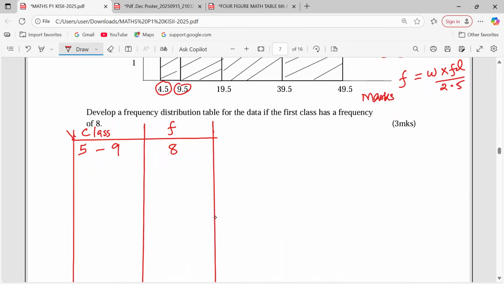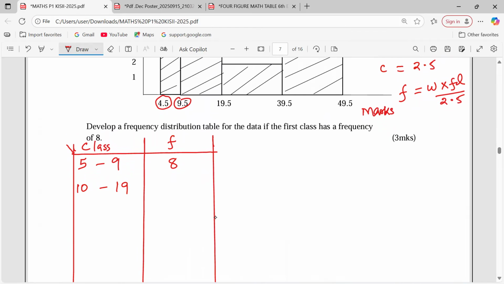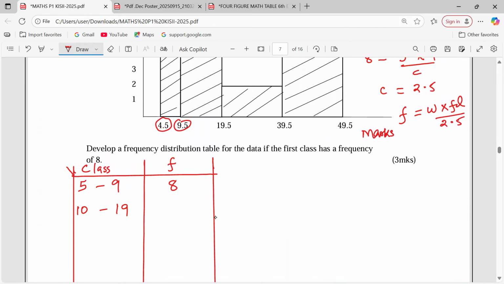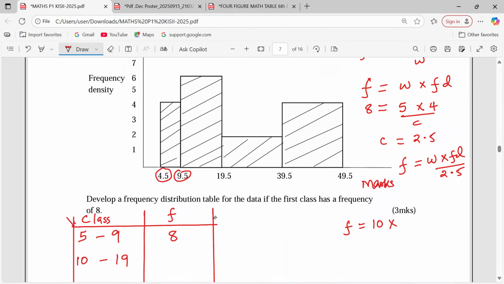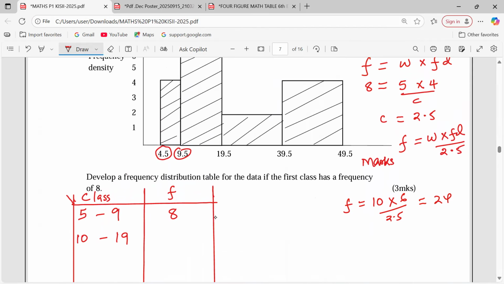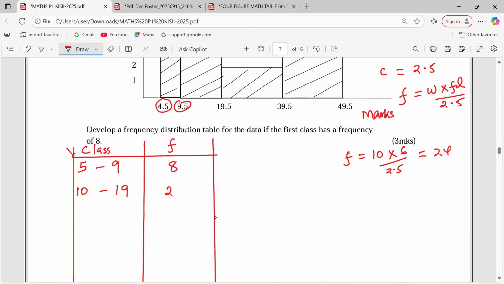Now in the next class, the class begins from 10 all the way to 19, meaning that the class width is 10. So the frequency there will be given by a class width of 10 times a frequency density according to the height of 6, out of 2.5. So what will be the frequency in the next class? 10 multiplied by 6 out of 2.5. This is 24. So the frequency is 24.